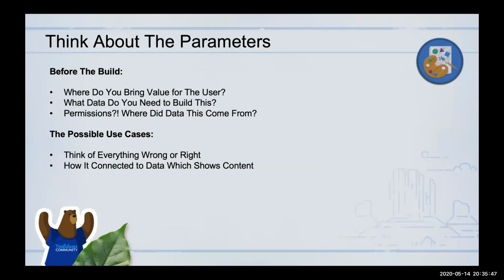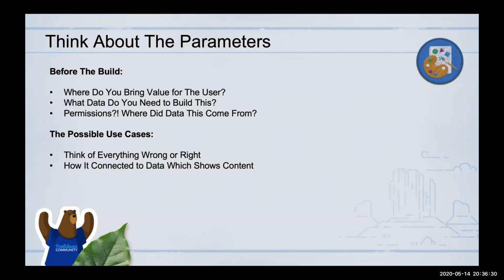So anyways, before you begin any project, you always have to think about the parameters of an email and what the ask is and what the business need is. So where do you bring value to the user when you're sending the campaigns? What data do you need to build this? And permissions, where did this data come from? I know a lot of the times we like to help people and help our coworkers, our stakeholders, our clients, but you should always question, where did the data come from? Because that's going to help you be successful in any email campaign you work on.